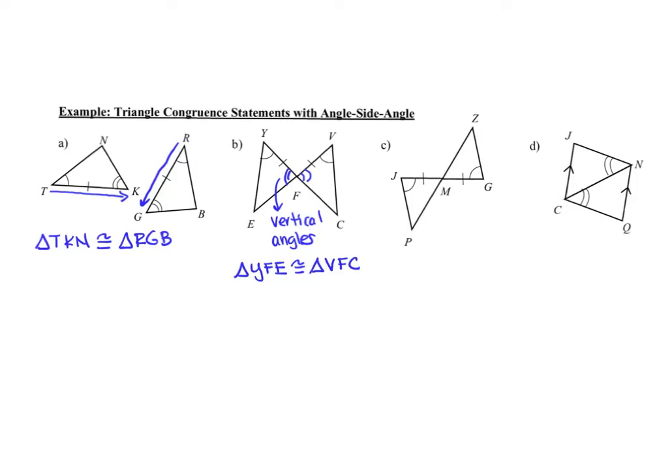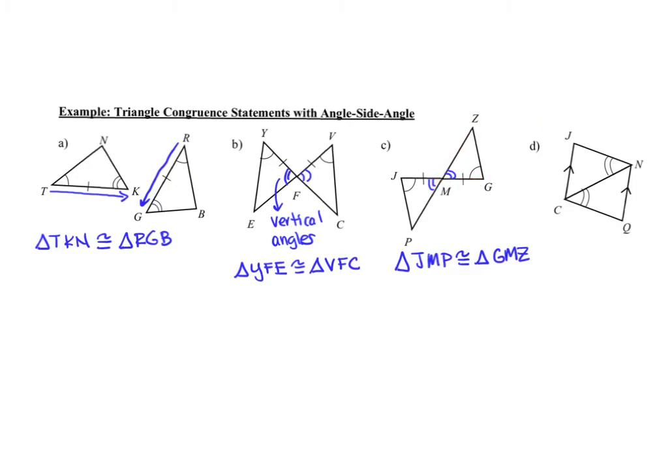In letter C, we can mark vertical angles again, and we can name the triangle on the left as triangle JMP. That would be congruent to what other triangle? It would be congruent to triangle GMZ. So I started at the angle with the one arc mark and went towards the center. So you do the same thing here. Start at the angle with the one arc mark, go towards the center, and then continue the pattern.